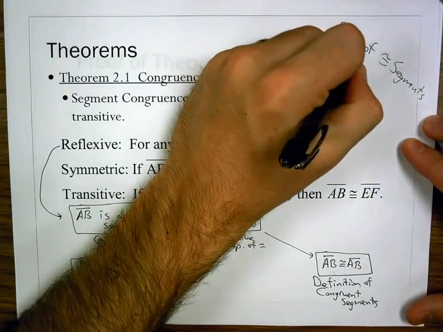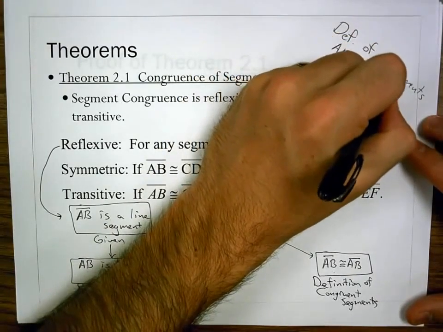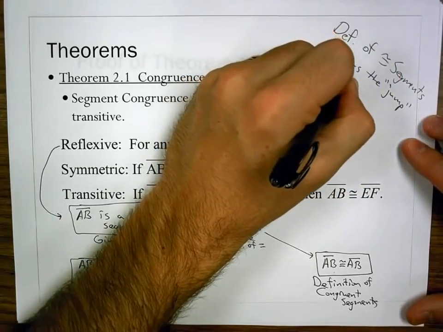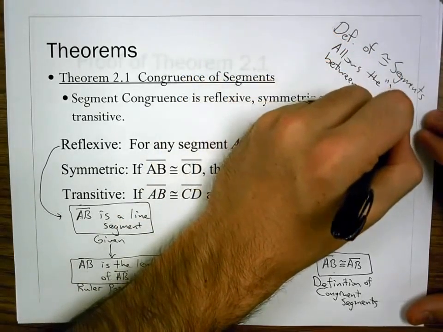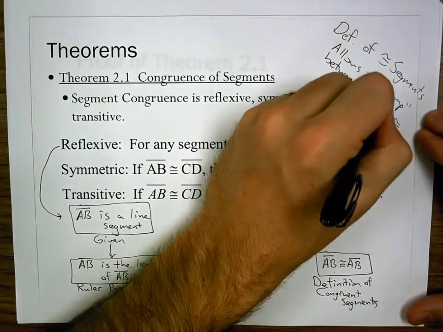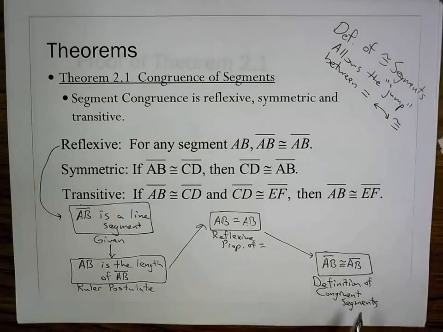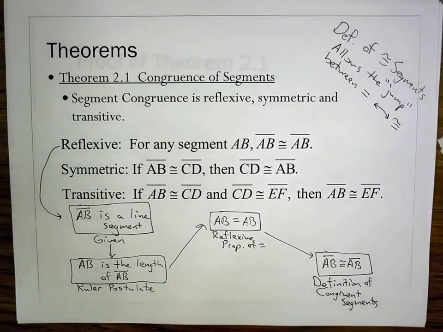It allows the jump between equal and congruence, back and forth. So I'm over here talking about equal. I want to get to congruence. I can use that as a reason. Even if it was the opposite, which we'll see soon, I could do the same thing.